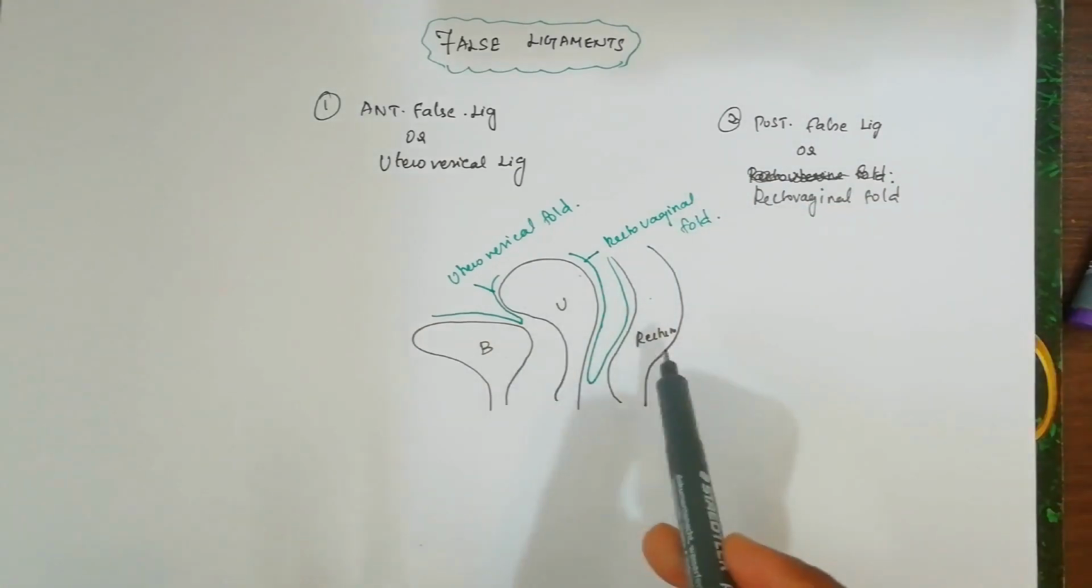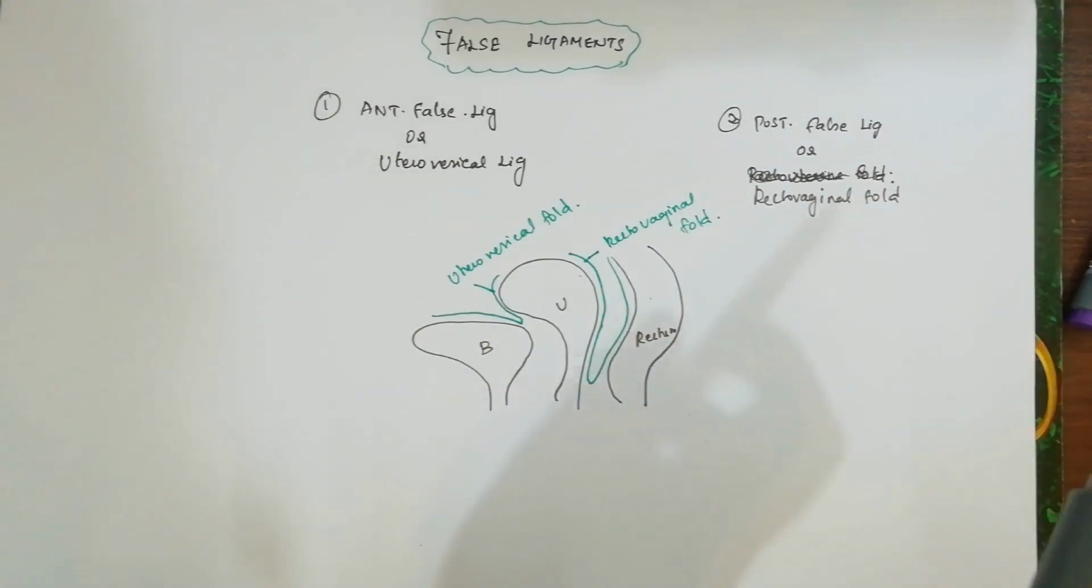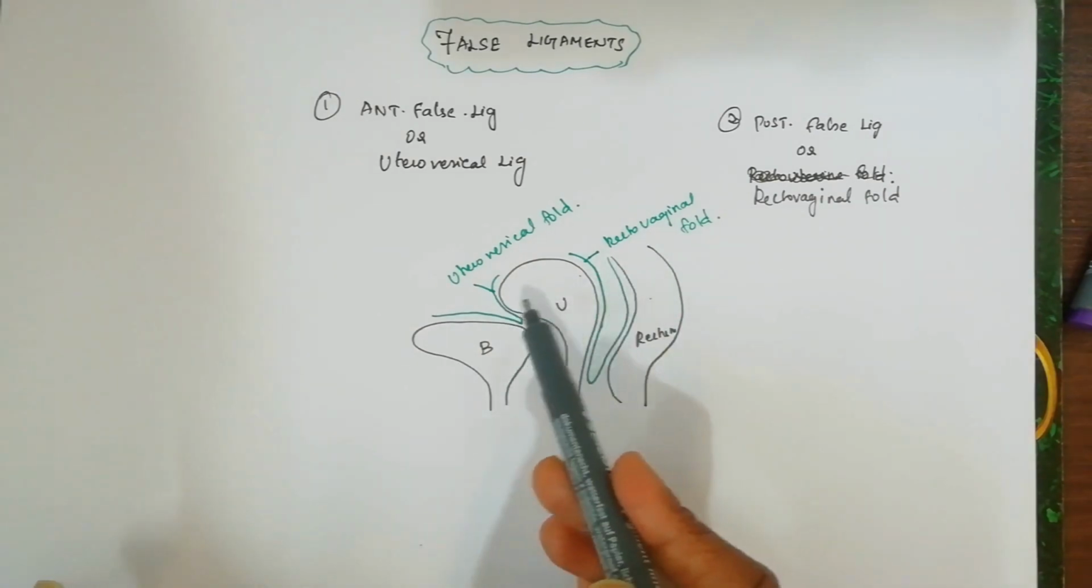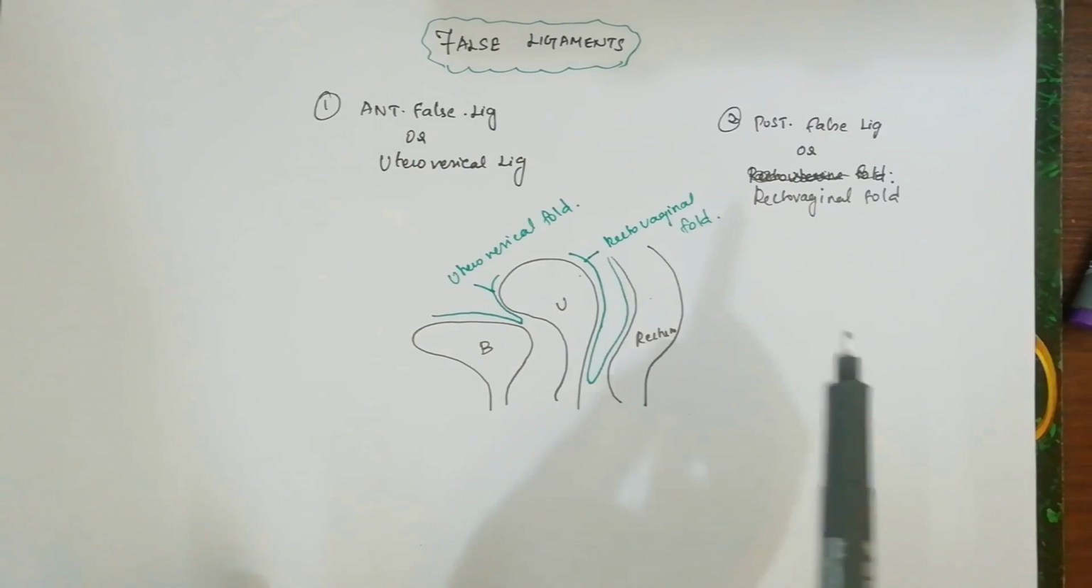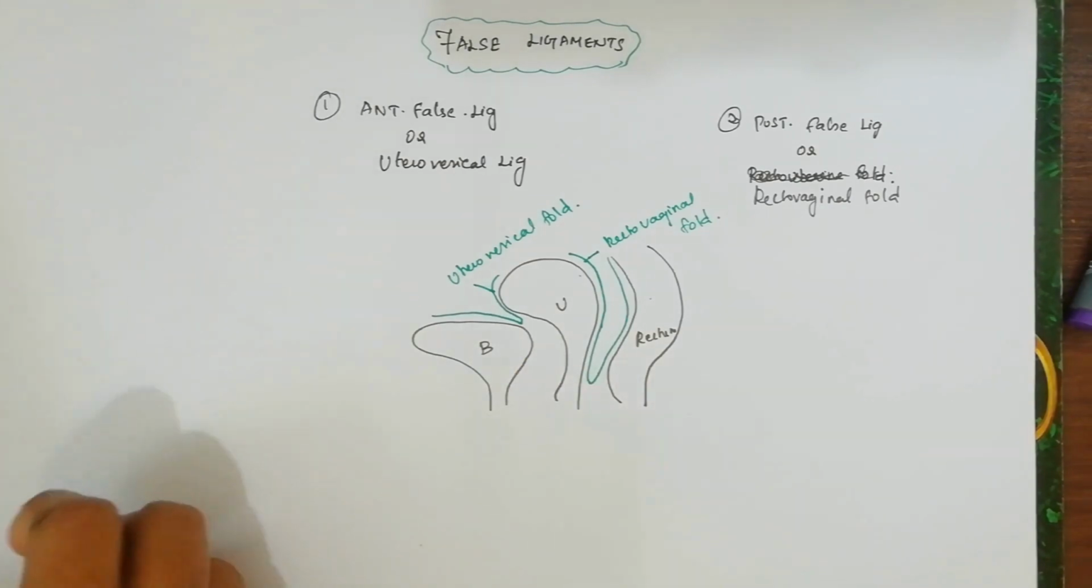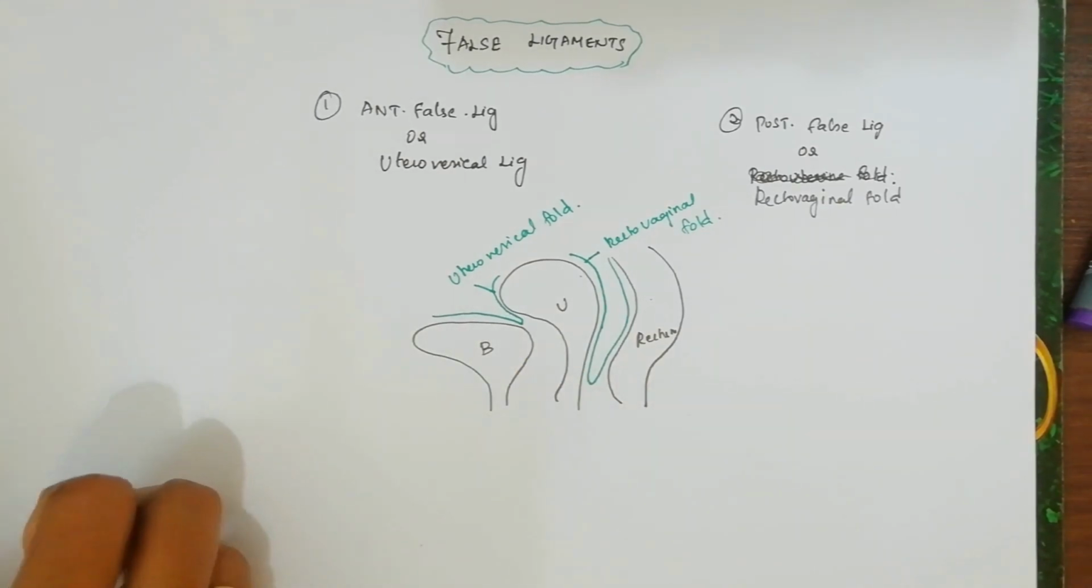So these are the two false ligaments we have got, and these ligaments are nothing but the layer of the pouches which we are having related to anterior and posterior surface of uterus, and both the folds are unpaired. Now we will move on to the paired ligament, that is recto-uterine fold.